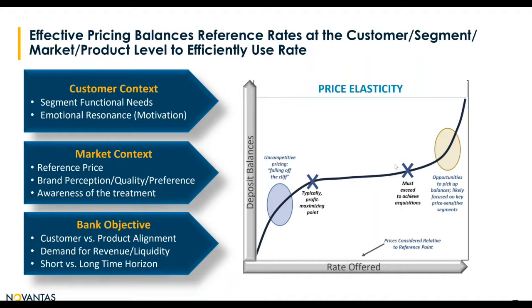And so what you'll see is on the left-hand side of this elasticity curve, we're in the uncompetitive zone, or falling off the cliff is what we call it. You're priced so low as the customer to say that reference rate just doesn't make any sense.